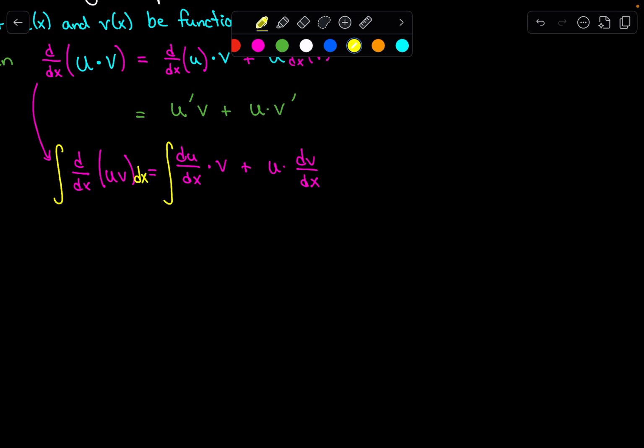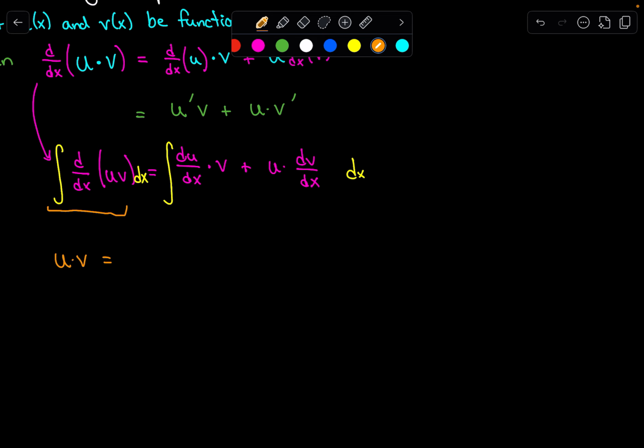And we're going to integrate this entire right side with respect to x. Okay. And so what do we get on the left-hand side? Well, the left-hand side, right, what is the antiderivative of the derivative of something? If this is the derivative and this is the antiderivative, then they should cancel out, and that should just get us back to the u times v that we originally had.